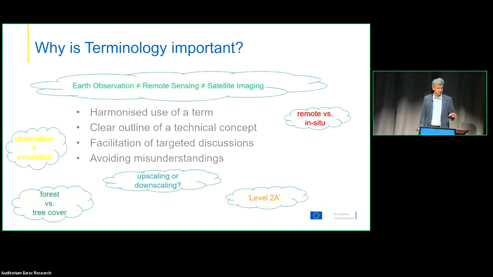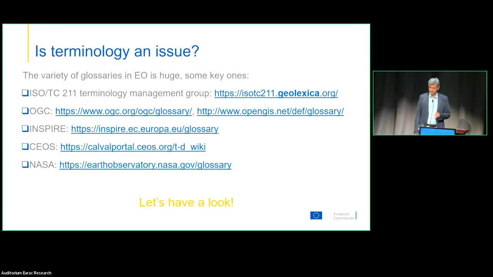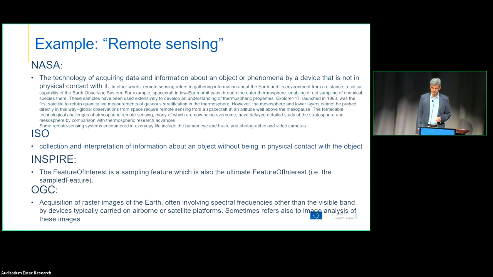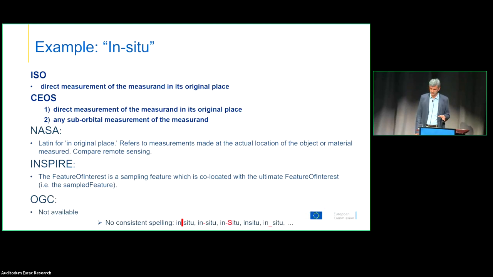Terminology, semantics. When you want interoperability, the first thing you have to make crystal clear is that what you talk about is understood by the one you talk to in the way you mean it. And that you can only do if you have a clear definition of your terminology. A few examples here, and I will not spend too much time on those. It shouldn't be an issue. There are plenty of glossaries, but I give you an example for remote sensing. Might not be enough time to read it, but just read the one of Inspire, and you see that maybe not everything is perfect in this world.